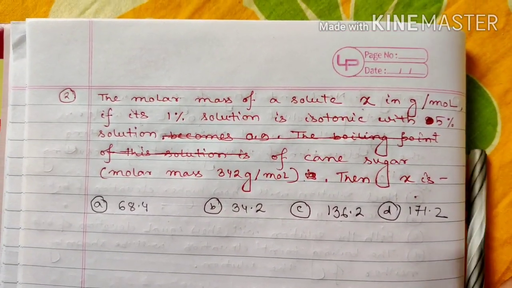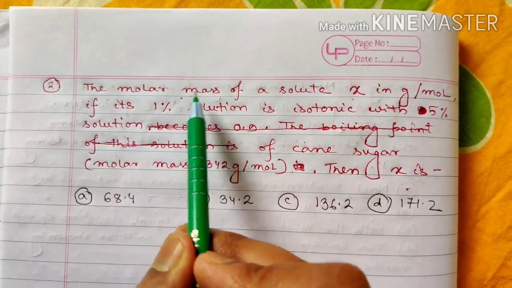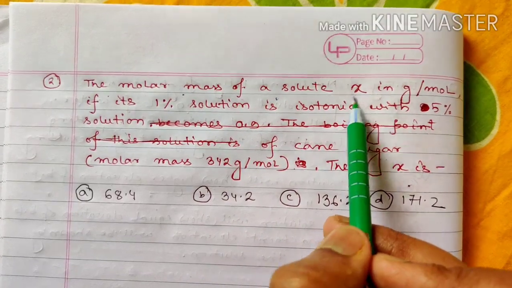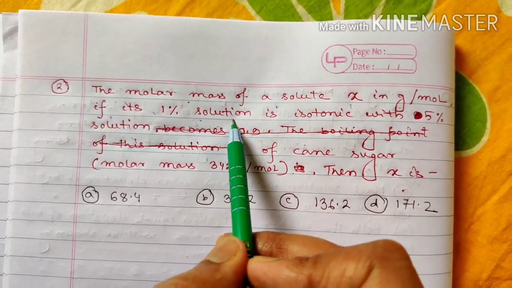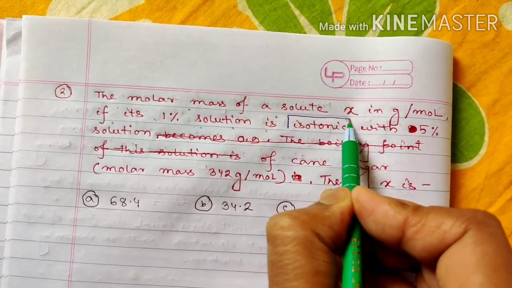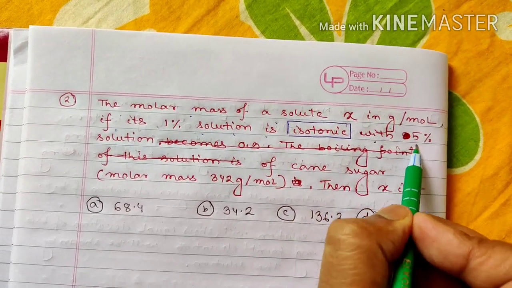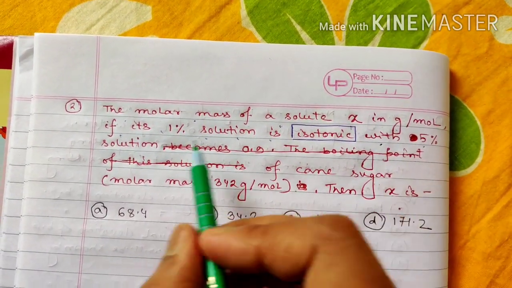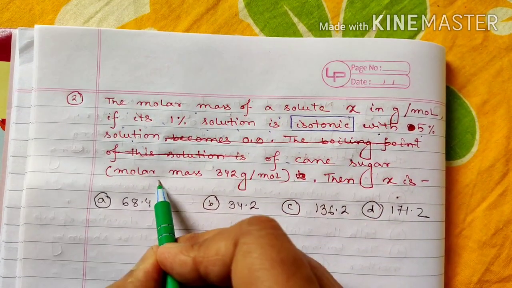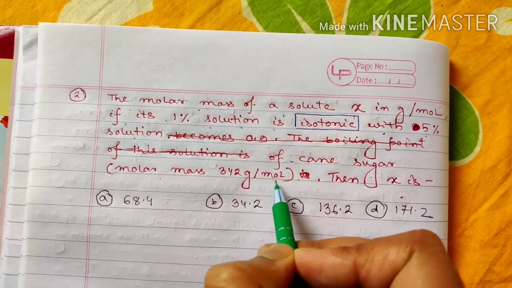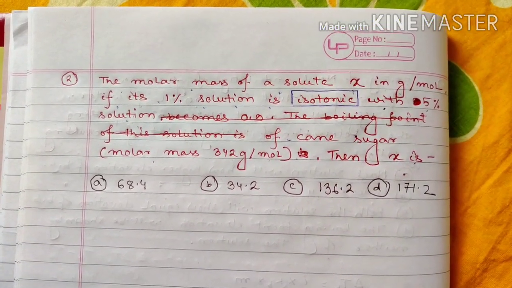The second question is another new type of problem. Please read it carefully. The molar mass of a solute X in gram per mole, if its 1% solution is isotonic, we will find out what it is, with a 5% solution of cane sugar, which has a molar mass of 342 gram per mole. Then the value of X is, and the following options are given.